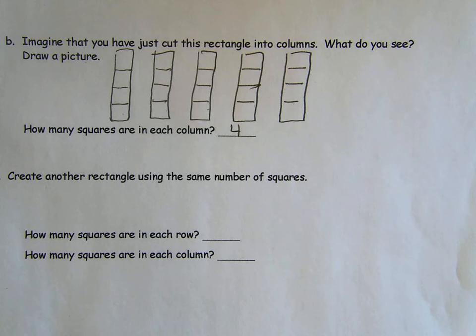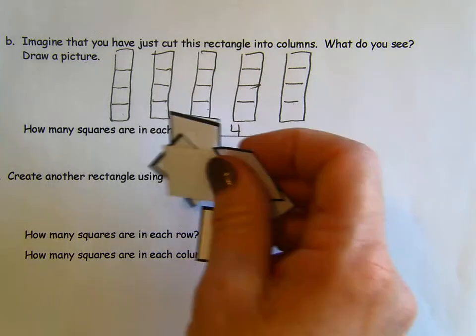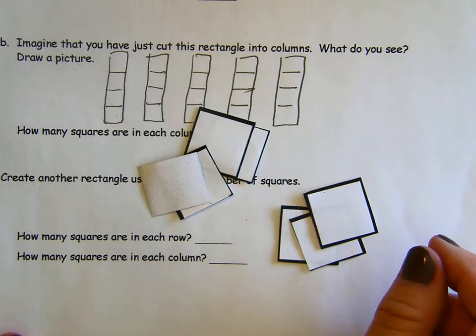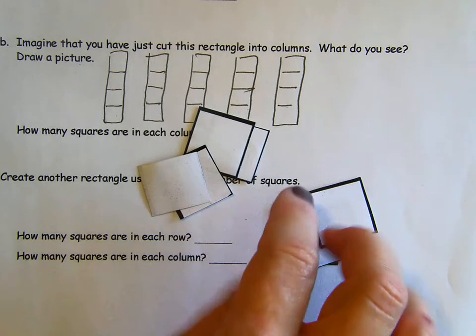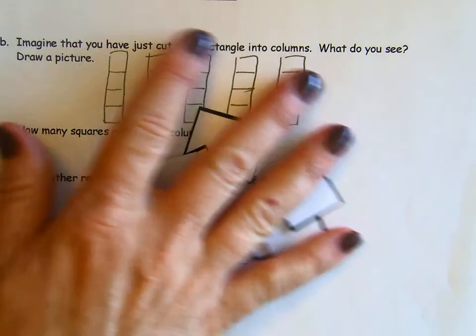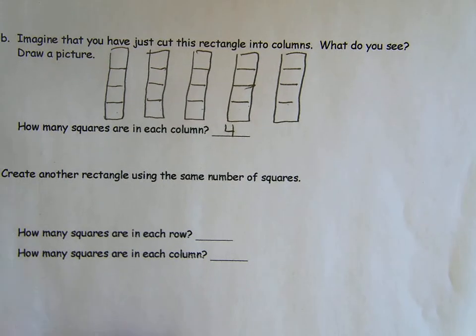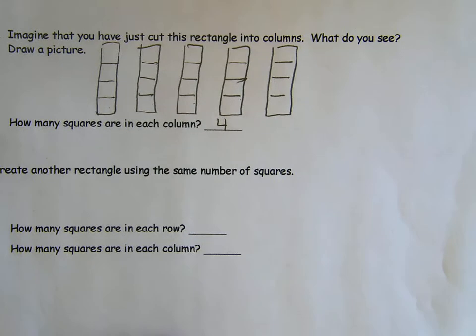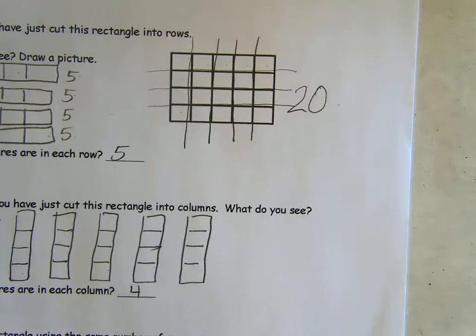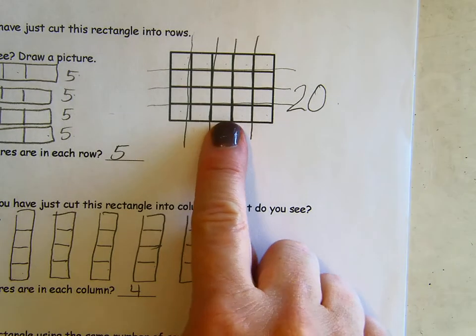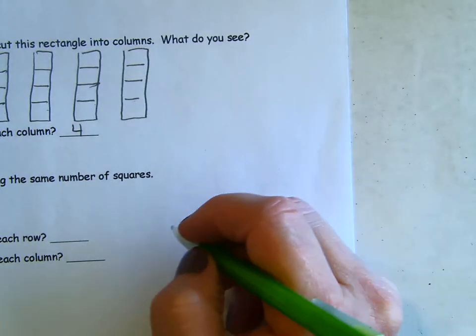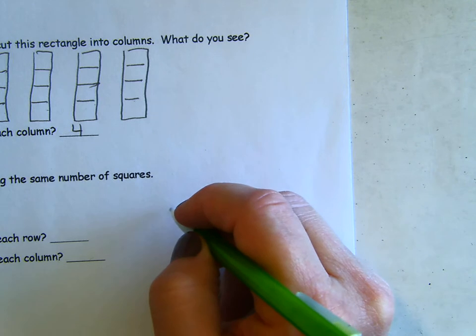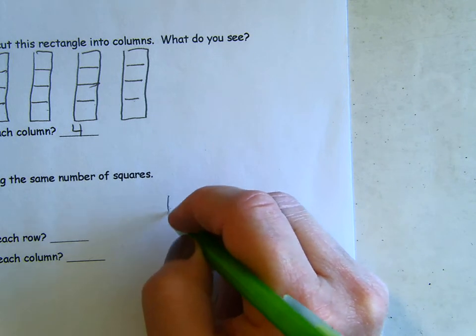Now, if you want to, you can get out your tiles that we've been using the last few days, and you can count out 20 of them and find a way to make a new rectangle. We could take this rectangle and turn it, that gives us a different array. That means we only have 4 columns.